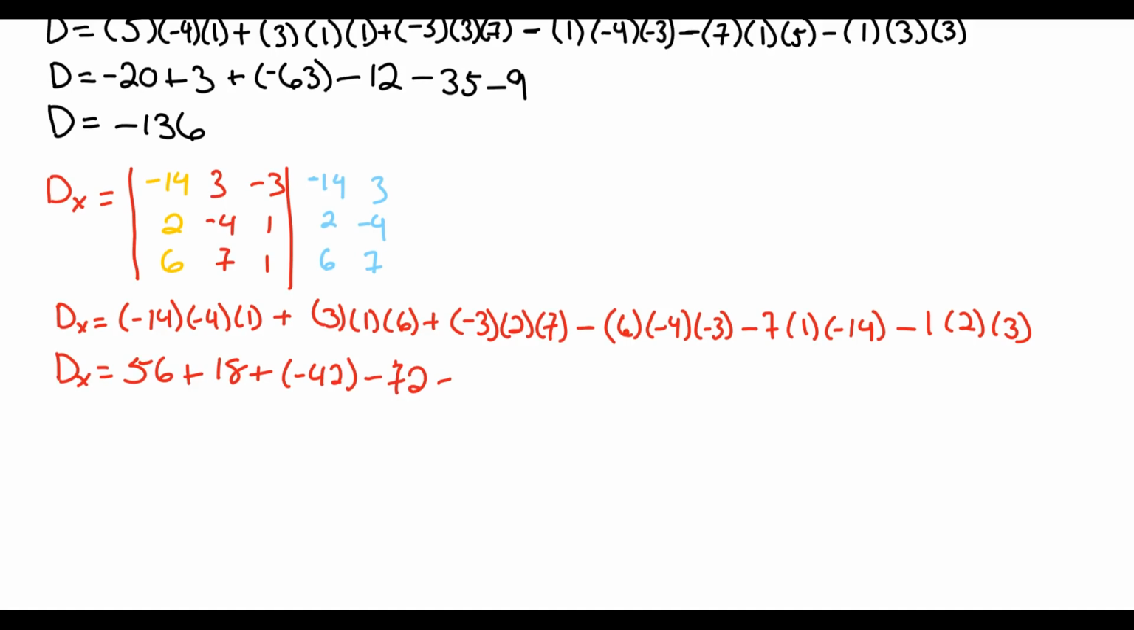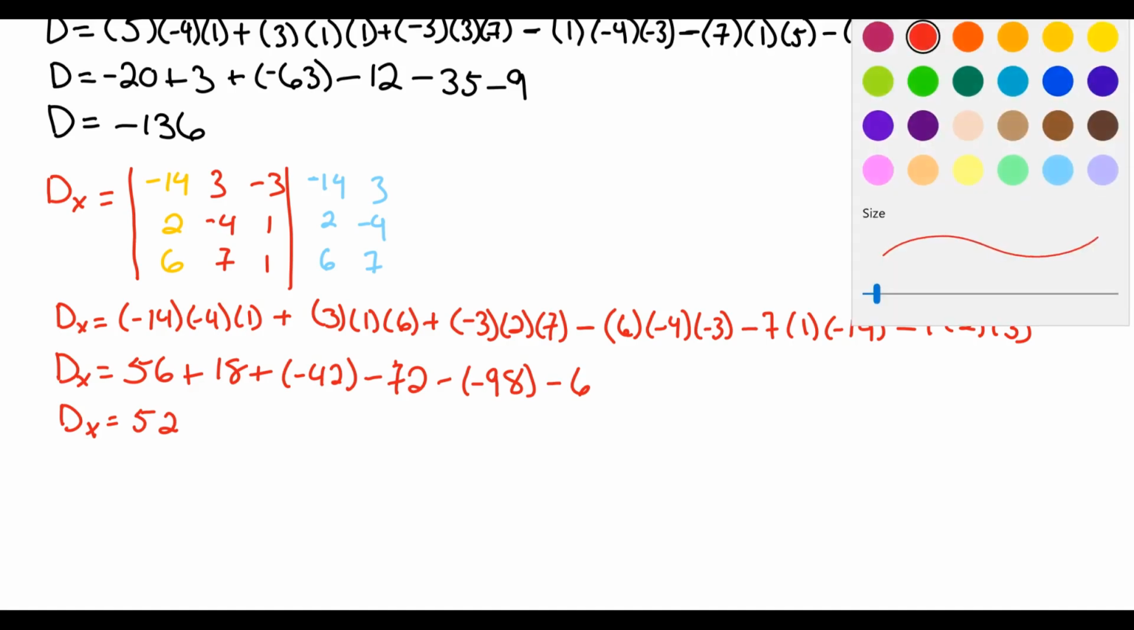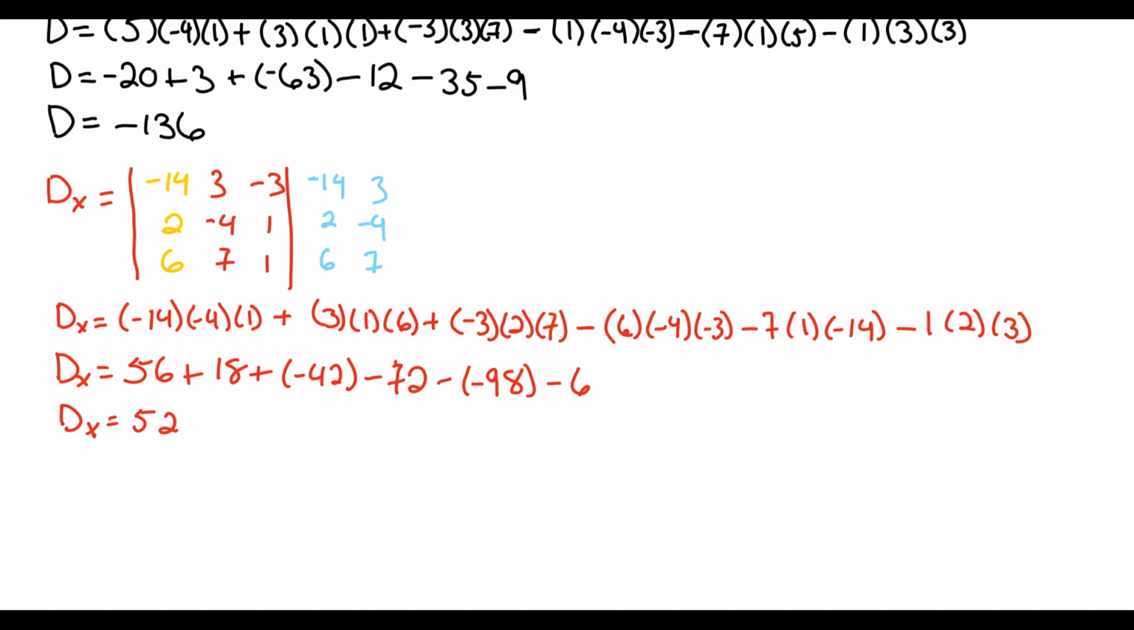Minus 7 times 1 is 7, times negative 14 is going to give me a negative 98. Minus 1 times 2 is 2, times 3 is 6. So for d sub x, 56 plus 18 plus a negative 42 minus 72 plus 98 minus 6 results in 52. So I found my d sub x. Now I need to find my d sub y.